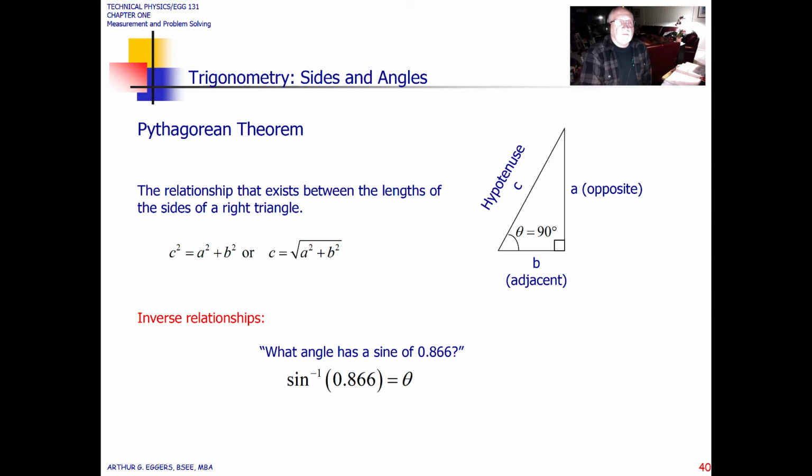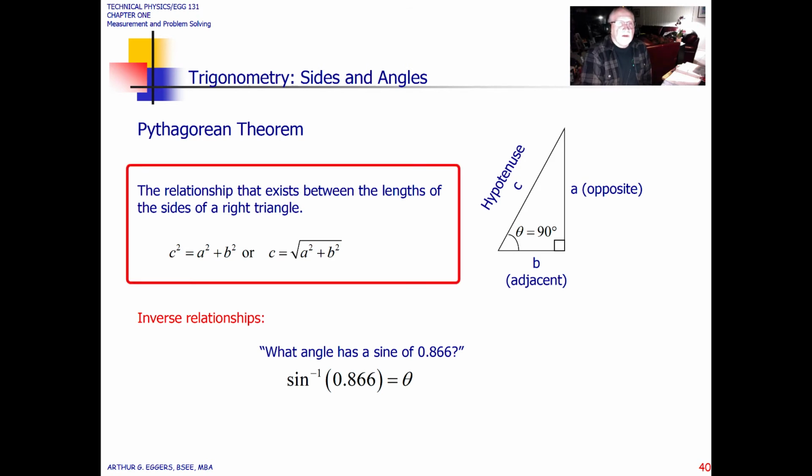Another mathematical expression you'll use, mostly algebraic, is the Pythagorean theorem. The Pythagorean theorem states the relationship that exists between the lengths of the sides of a right triangle. That relationship, stated mathematically, is that the hypotenuse c squared is equal to the opposite a squared plus the adjacent b squared. Or the hypotenuse is equal to the square root of a squared plus b squared.